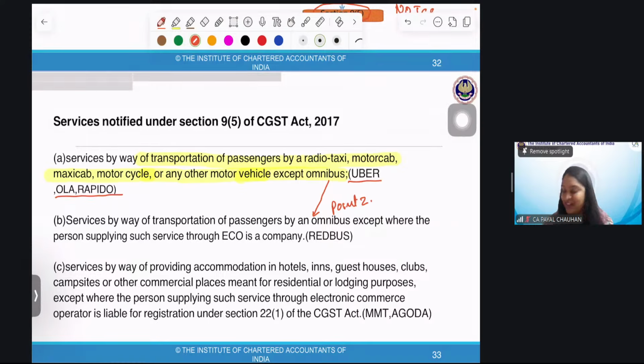Perfect. Now, in the first one, it was written except omnibus. So we have a second point which is related to omnibus. And the point is service by way of transportation of passengers by omnibus, except where the person supplying such service through ECO is a company. See, I've given you the hint also.